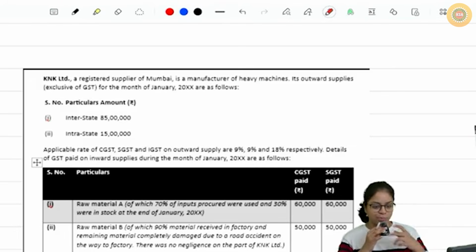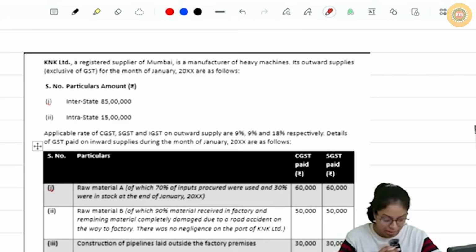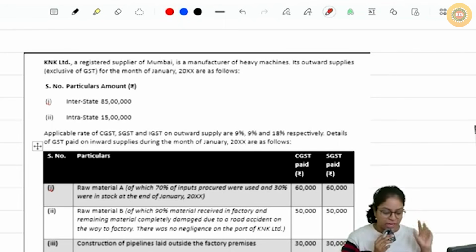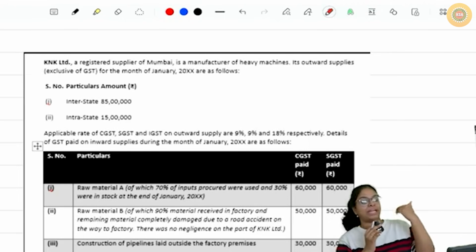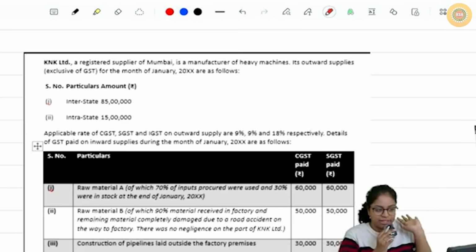Hello everybody, let's move on to the next question, which is K&K Limited, a registered supplier of Mumbai, a manufacturer of heavy machines. Its outward supply for the month of January is as follows. Your interstate supply is 85 lakhs. So 85 lakhs is interstate. That means you can take IGST on 85 lakhs and intrastate is 15 lakhs. So on 15 lakhs it will be CGST and SGST respectively.